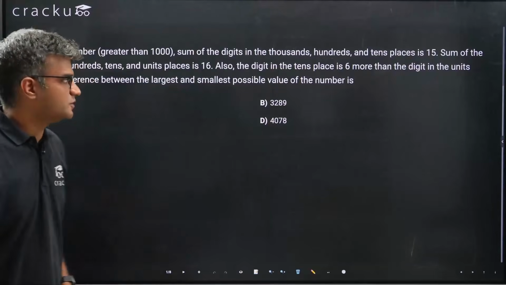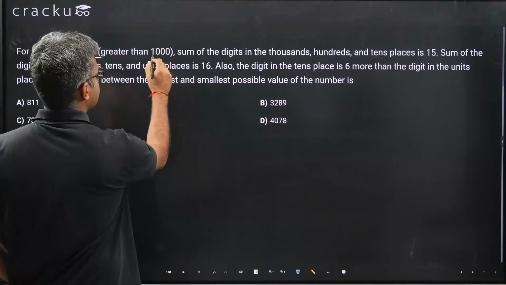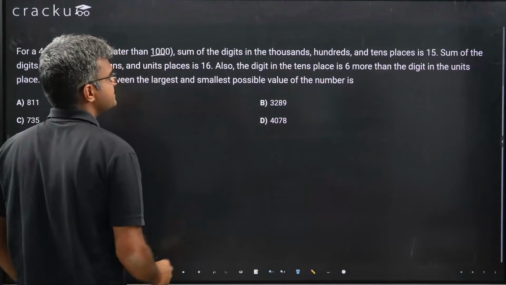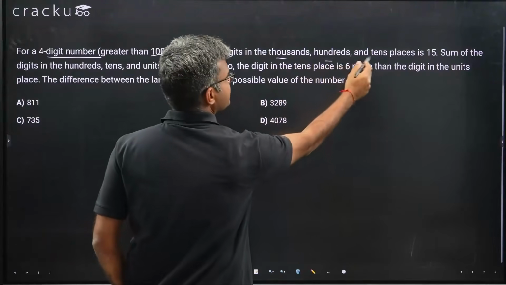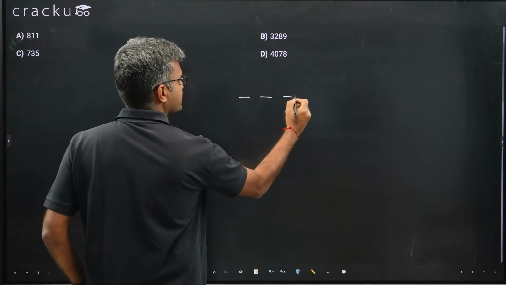In this question, we are told that there is a 4-digit number which is greater than 1000. The sum of the digits in the thousands, hundreds, and tens place is 15. So let us assume that it is a 4-digit number like this.